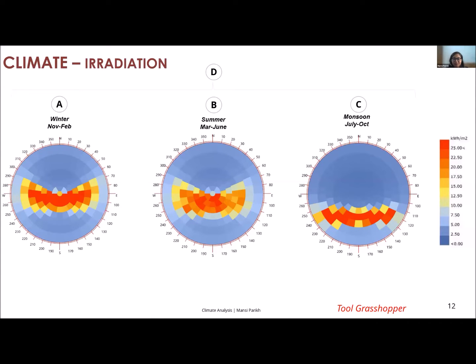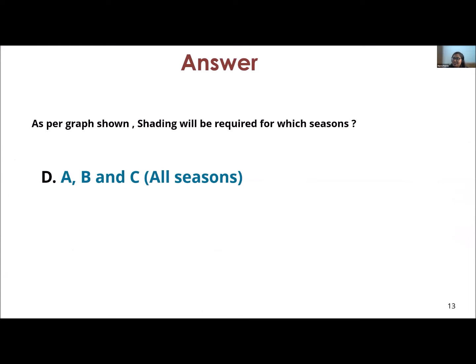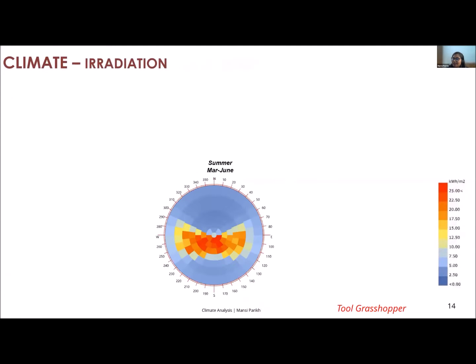So I'll tell you about the answers. 36% of people have said that summer is the month where we would require shading. And 58% of people responded saying that we would require shading in all these seasons. So the answer here is D, as you can see, we would require shading in all the months, A, B, and C, so across the year.